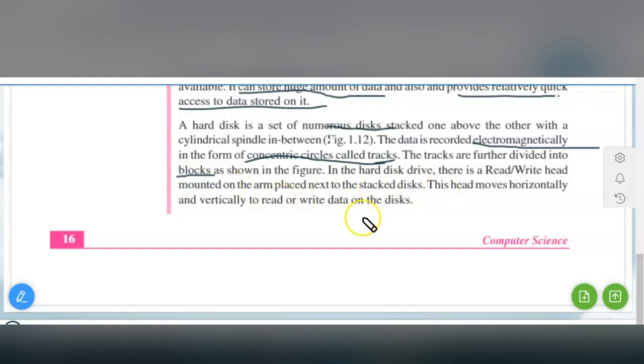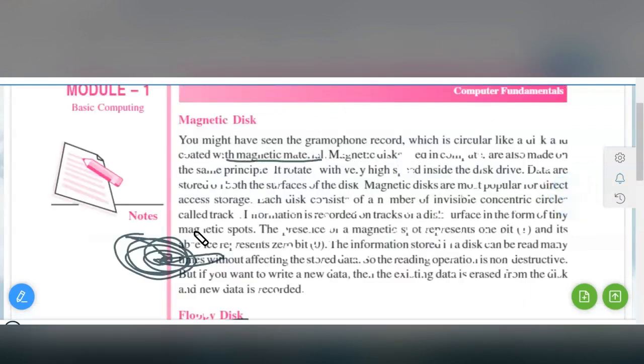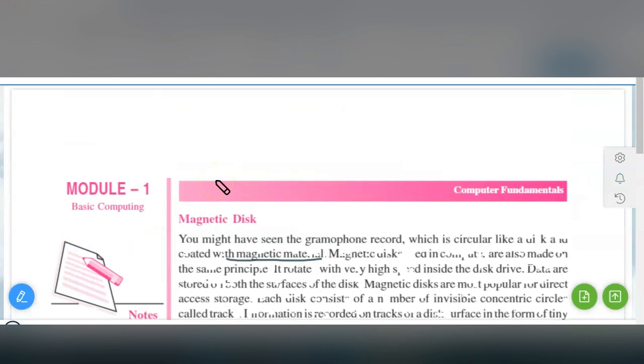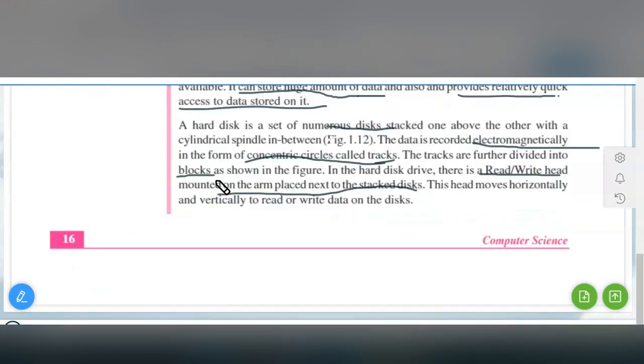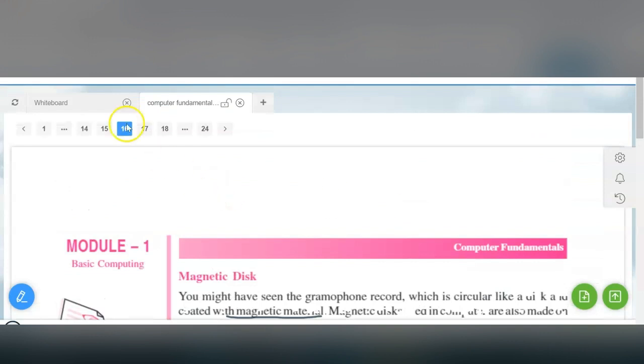And you have also got tracks, blocks, sectors. In the hard disk drive, there is a read-write head mounted on the arm placed next to the stacked disk. You can see in the picture. This head moves both horizontally and vertically to read and write the data on the disk. So you can see the picture how it looks like.